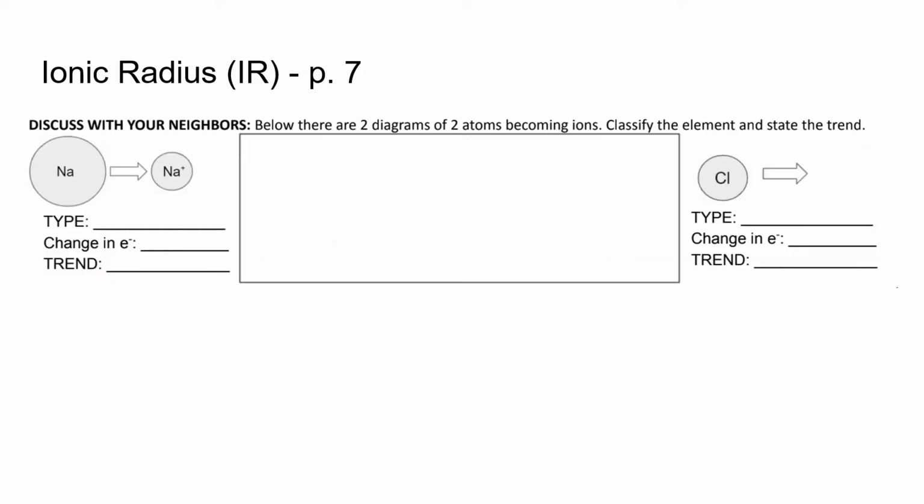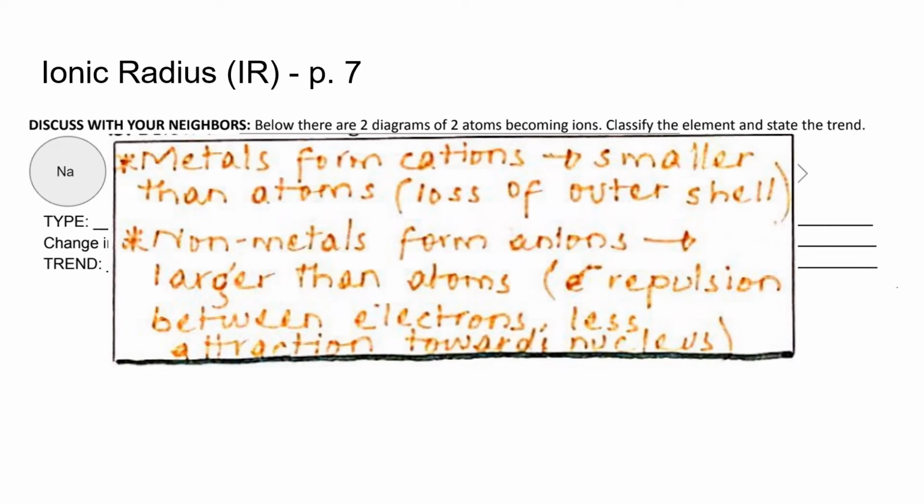So now in that box that you see, let's write down the trend. We said that metals form cations, which means they generally lose electrons. And as cations lose an electron, we are also losing the outermost shell, which is why cations are smaller than the actual atoms. Nonmetals, however, generally gain electrons, so they make anions. And as they gain electrons, we still have the same number of protons in the nucleus, so there's less attraction towards the nucleus, and there's more repulsion between those extra electrons. So that's why the anions are larger in size compared to the atoms.